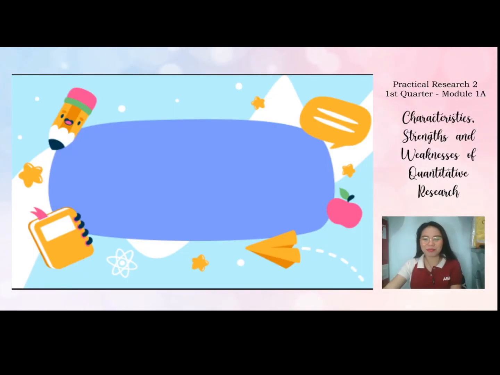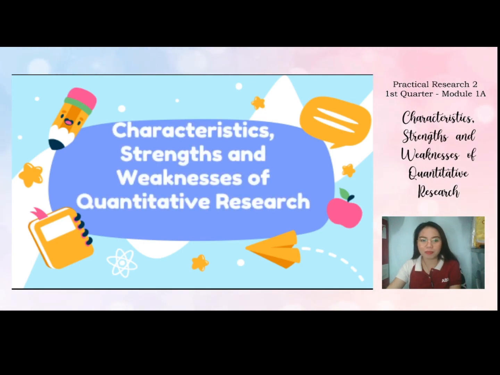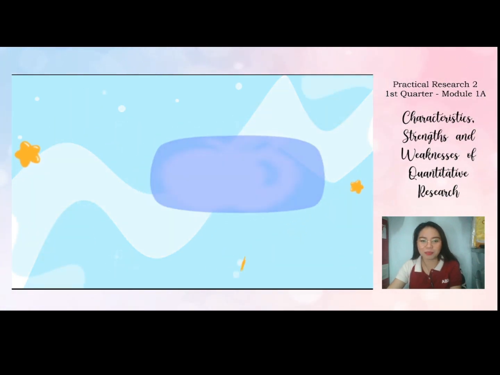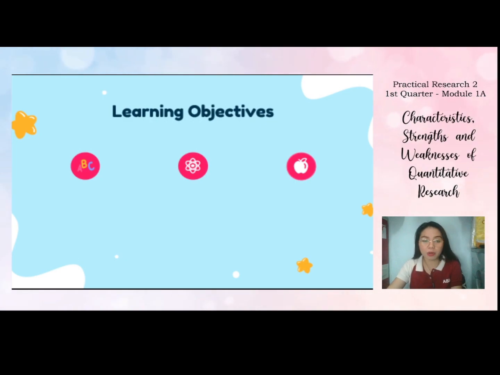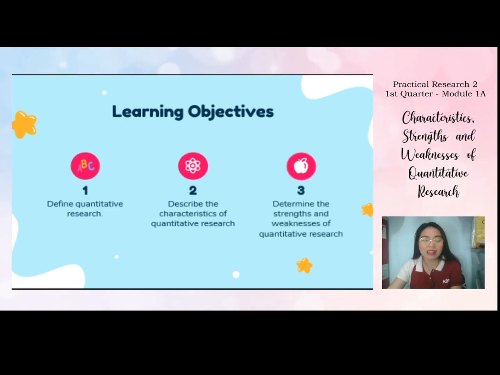Hi class! So for today, we are going to learn the different characteristics, strengths, and weaknesses of quantitative research. Okay? So this is in your Module 1A. Before we start our lesson, we will have these three objectives. At the end of the lesson, you will define quantitative research, describe the characteristics of quantitative research, and determine the strengths and weaknesses of quantitative research.